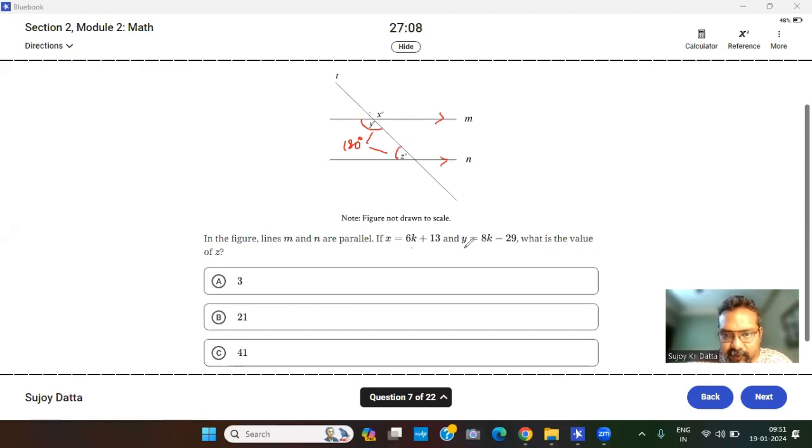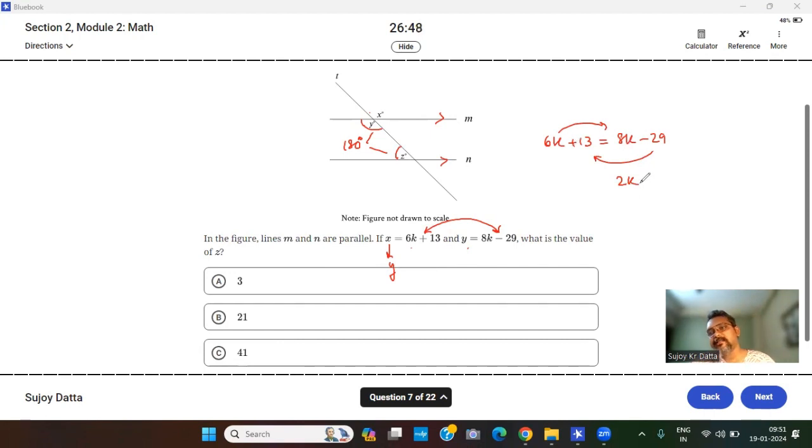Now X is given, Y is given. Now, as I said, X is the same as Y. So if X and Y are the same, we just can equate these two. So we'll just write 6K plus 13 equals 8K minus 29. So this goes there, this comes here. So this side 8K minus 6K. So 2K would be 29 plus 13. So that's 42. So K is 21.